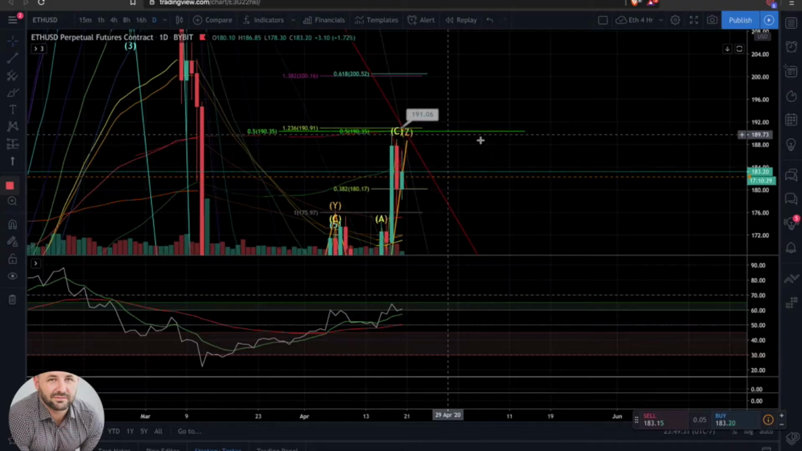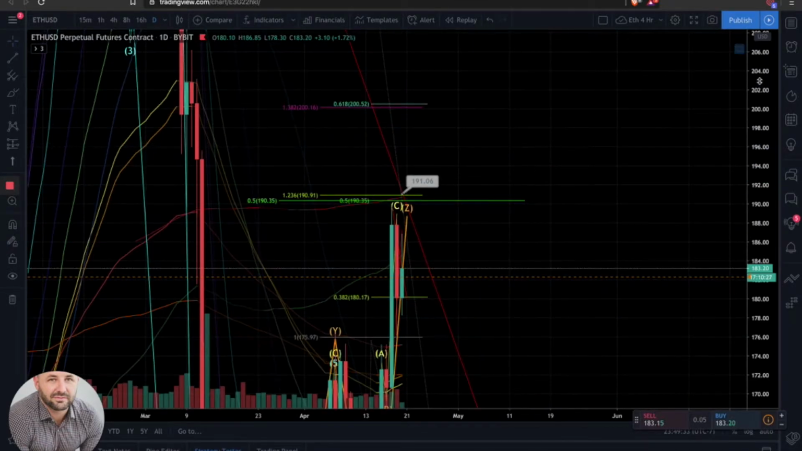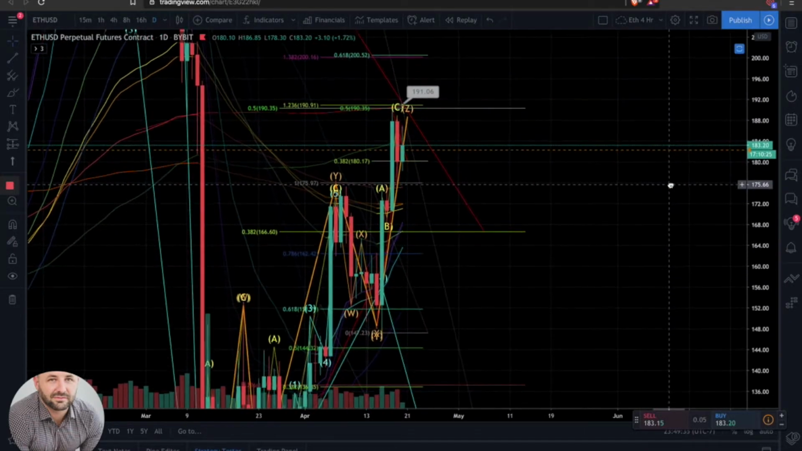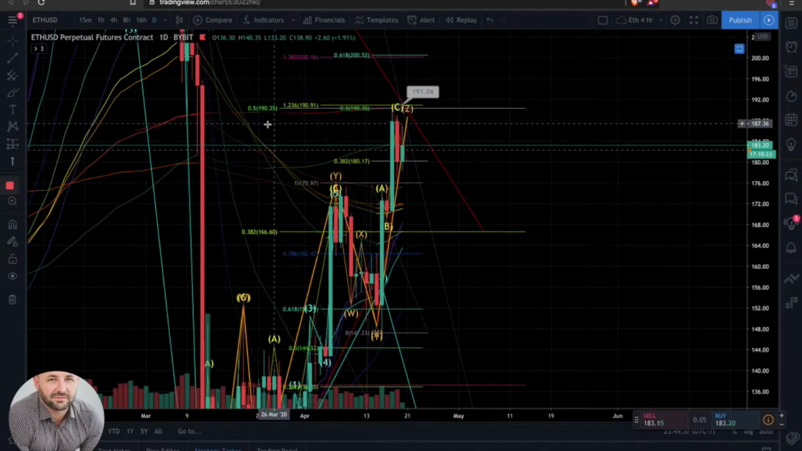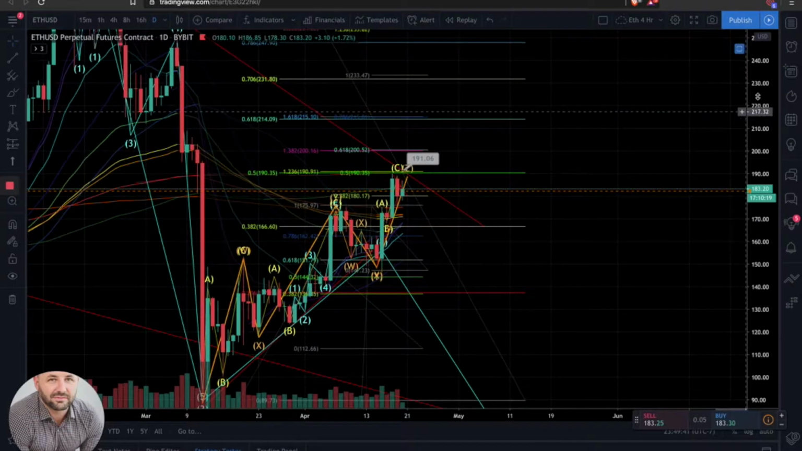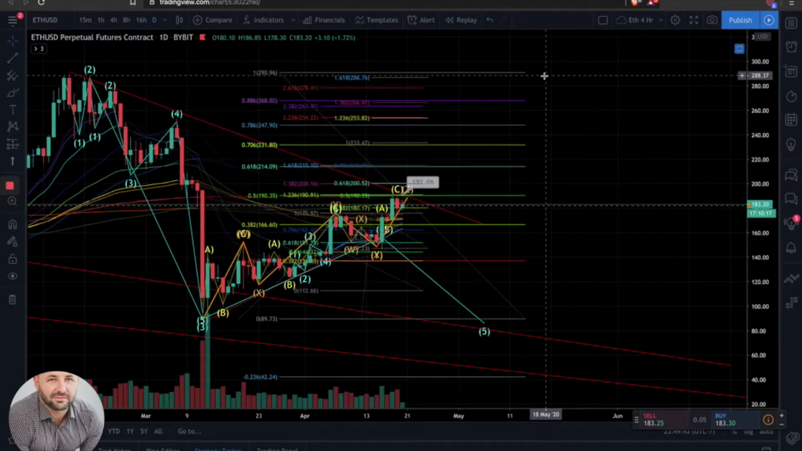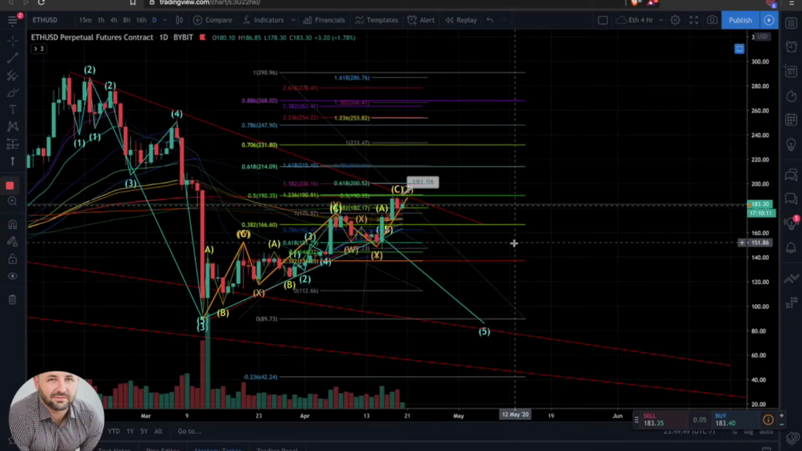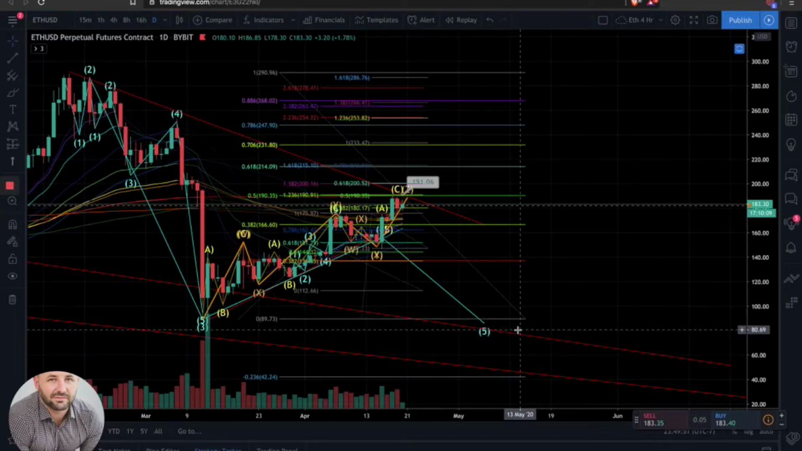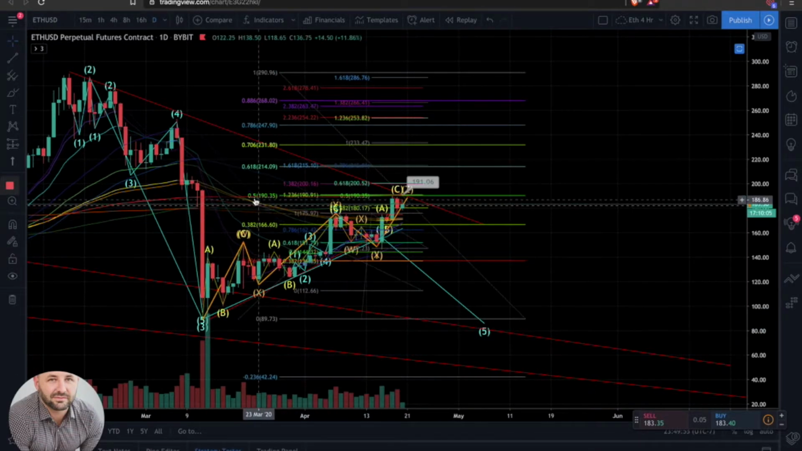And we also have a lot of confluence right here in 191 as well before we go into the 4-hour. So on the daily, we have the 0.5 fib, which is the overall retracement of this entire move down from our high of basically 290, coming all the way down to the low of 85. So that's our 0.5 fib retracement for this bounce.